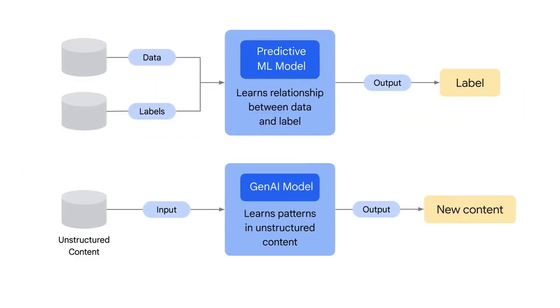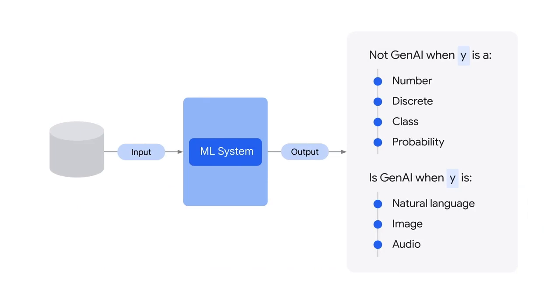The top image shows a traditional machine learning model which attempts to learn the relationship between the data and the label, or what you want to predict. The bottom image shows a generative AI model which attempts to learn patterns on content so that it can generate new content. A good way to distinguish what is Gen AI and what is not is shown in this illustration.